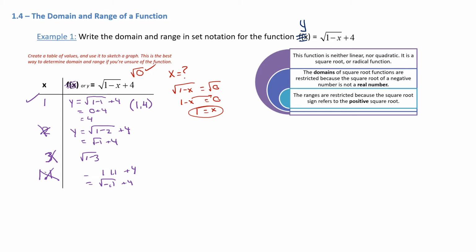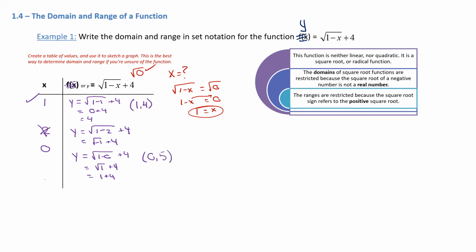Let me erase just to make some room. I won't erase everything, but I can't use any numbers that are bigger than 1, because as soon as I put in a number that's bigger than 1, like 1.1, I can't get an answer. So let's go on the other side of 1 and look at numbers. Let's try 0 on the other side of 1. Sub in a 0. Let's see if we can do anything with that. Y equals square root of 1 minus 0 plus 4. Yep, that's the square root of 1, which is just 1. 1 plus 4, that's a 5. So I have a coordinate here, 0, 5.